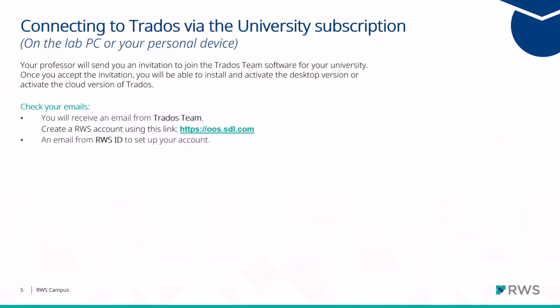The steps that you need to follow are to check the email, confirm the invitation, and then if you don't have an RWS account, you will need to create one using this link and the email that the professor used when he sent you the invite. Then you will receive 2 confirmation emails: one with details on how to set up the account and another one with additional information about the RWS account.